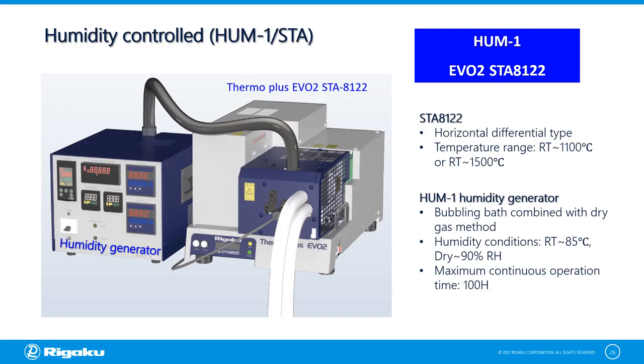Here, the relative humidity can be controlled ranging from room temperature up to 85 degrees centigrade, dry to 90% RH with a maximum continuous operation time of 100 hours. This option can be connected to an STA, TMA, or even evolved gas analysis systems.